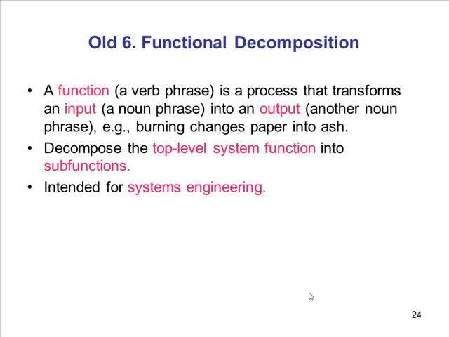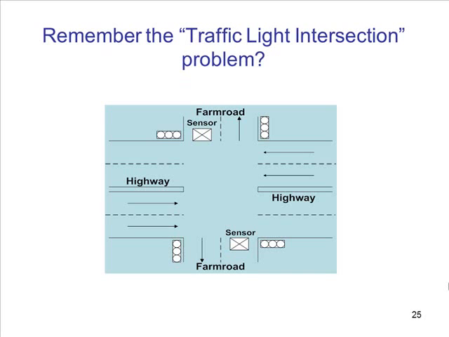Let me show you an example of a use case diagram for the traffic light intersection problem. Remember this problem where the farmer was having a hard time trying to cross the highway. So the system was going to be designed to basically help the farmer cross this highway. And so we have a sensor here, and a sensor here, to detect when the tractor is there. And then the sensor can help control the traffic lights, basically change the color of the traffic lights, so the farmer can actually cross.